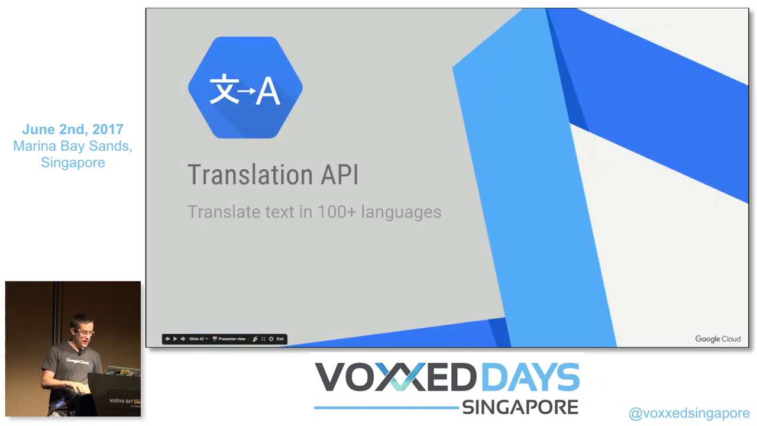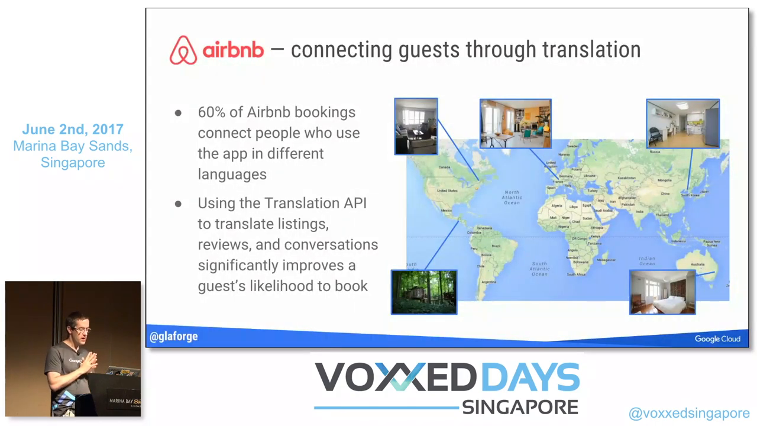The translation API. So this one is actually one of the oldest APIs that we have. So before it wasn't part of the Google Cloud platform, but now it's also available there. For example, in Airbnb, when you travel, 60% of all Airbnb bookings actually connect people who are actually using different languages. And that's pretty handy because even if you go to a place where you don't really master the language, you can still interact with your host.